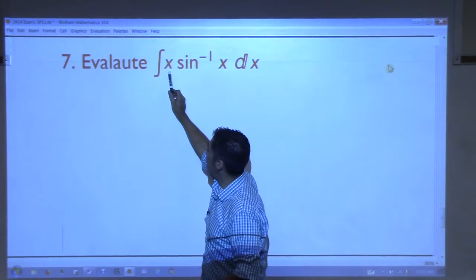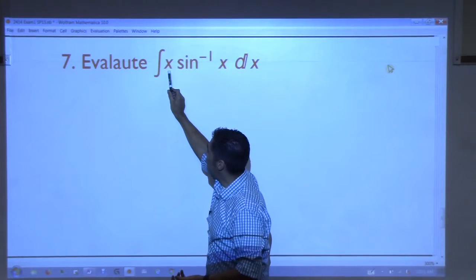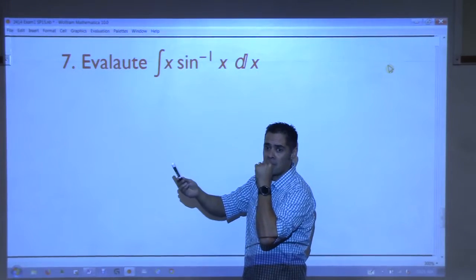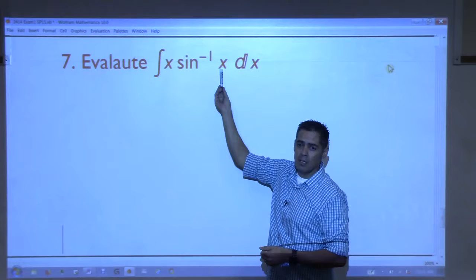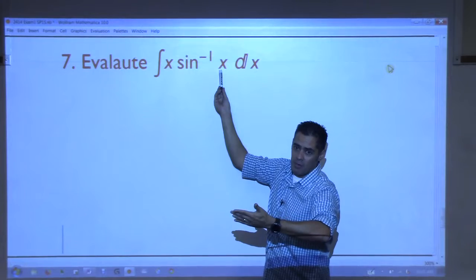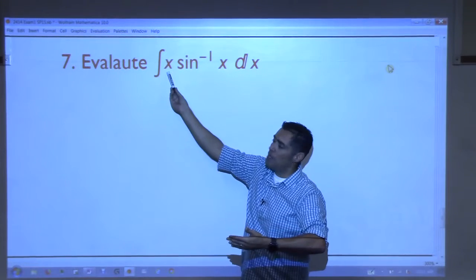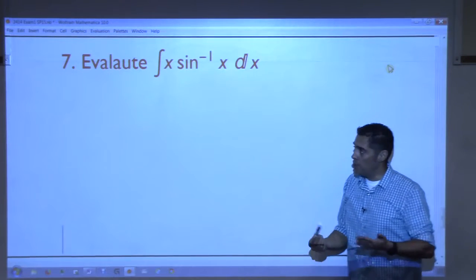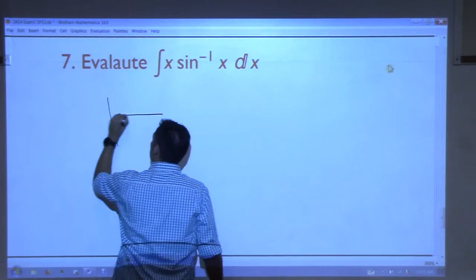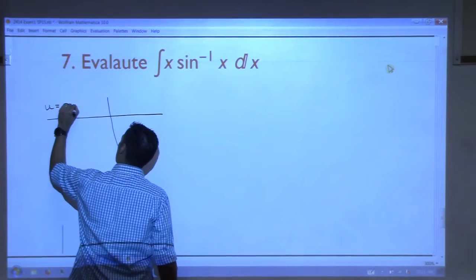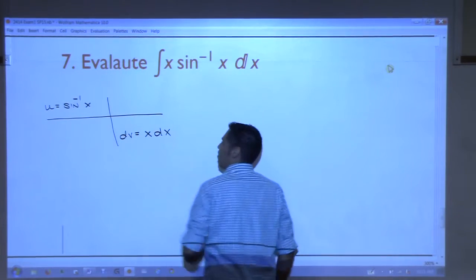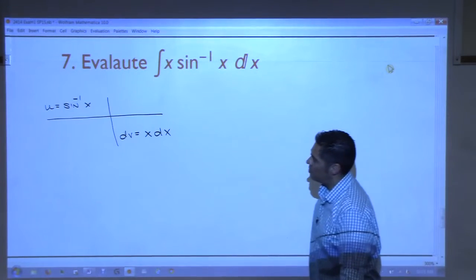If this being your u does not seem to be helping you because you can't integrate that, what if you reverse the roles? What if this was your u? Do you know its derivative? Or do you know where to find its derivative? It's on a formula sheet, right? And then this one you would integrate. That one we could do, right? Let's just see what happens. So we have arc sine of x here, and dv would be x dx.